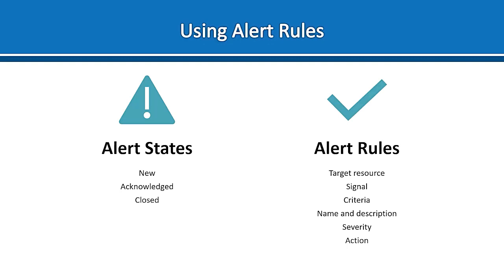Then, of course, we have simple stuff like name and description. You got the severity, which ranges from 0 to 4, and then you have the action. What is actually going to be taken?